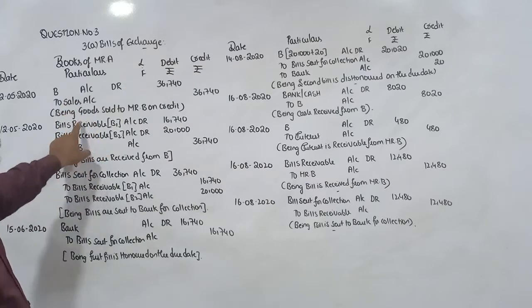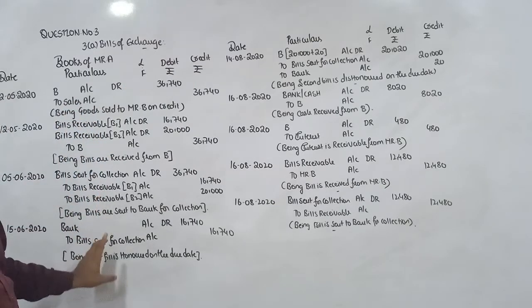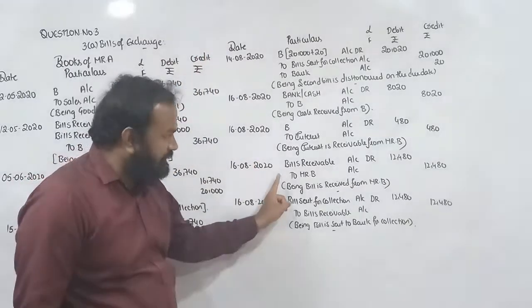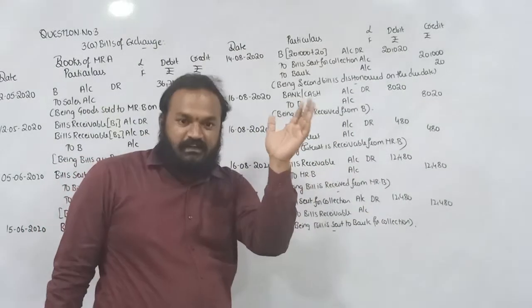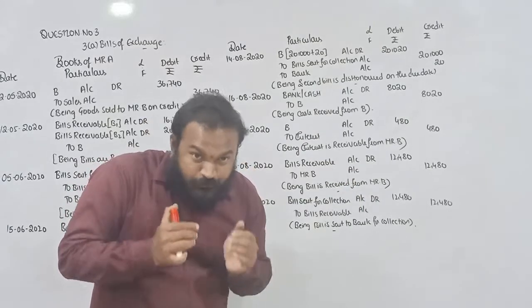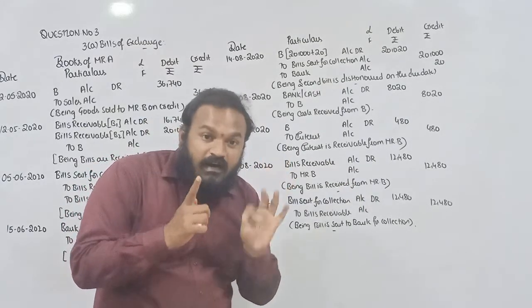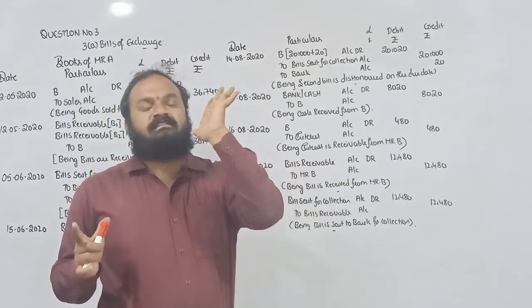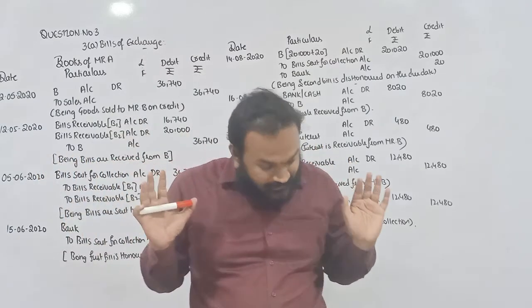B draws 2 bills. One bill is collected, one bill is dishonored. Now a new bill is drawn. That bill is also sent to bank for collection. Actually, what is the due date? 16th August is the date of drawing of the bill. September, October, November plus 3 days. 19th November is the due date.